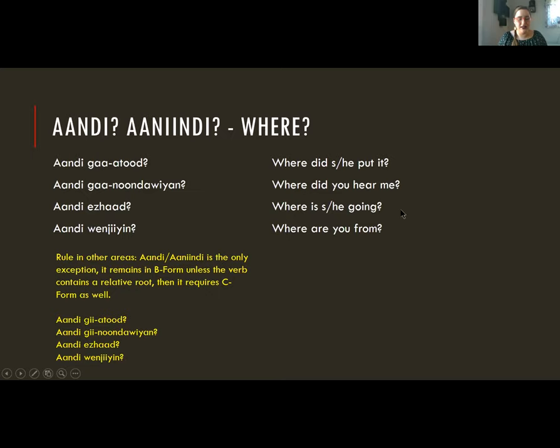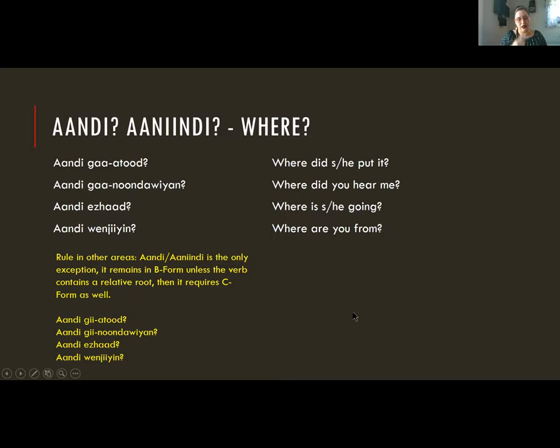Where is she going? This is a common one. Andejad. Ija is the verb, the D ending for she or he, and change conjunct I to E. Andewenjian, where are you from? Some people might say Andewenjibain. It just depends where you're from, how you say it. The verb is onji. O changes to W-E, and yin is the ending for you.